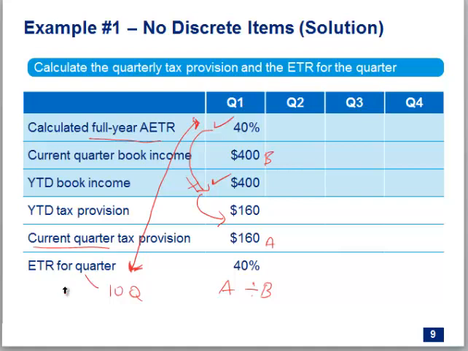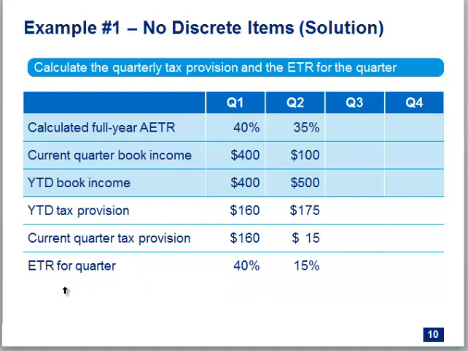Okay, so that's Q1. That one's straightforward. So Q2. Hopefully here's where it clicks a bit. In Q2, remember we changed our assumption. We said that for the year, we thought 40% was too high. We think for the year it's actually 35%.